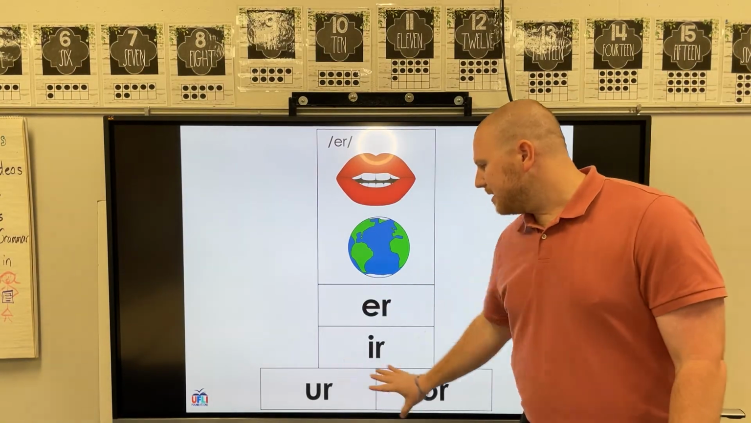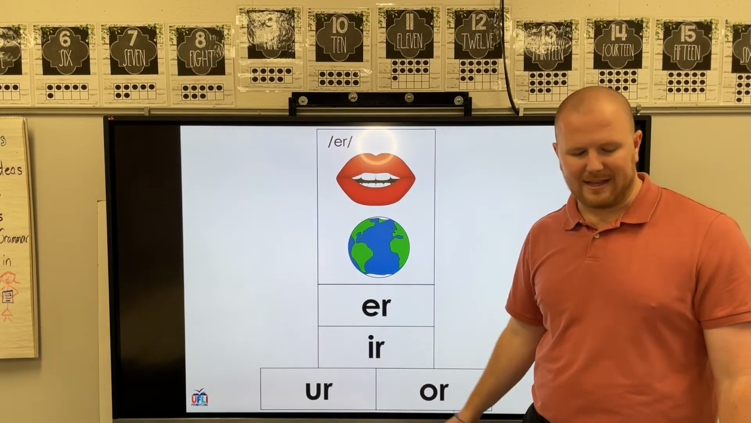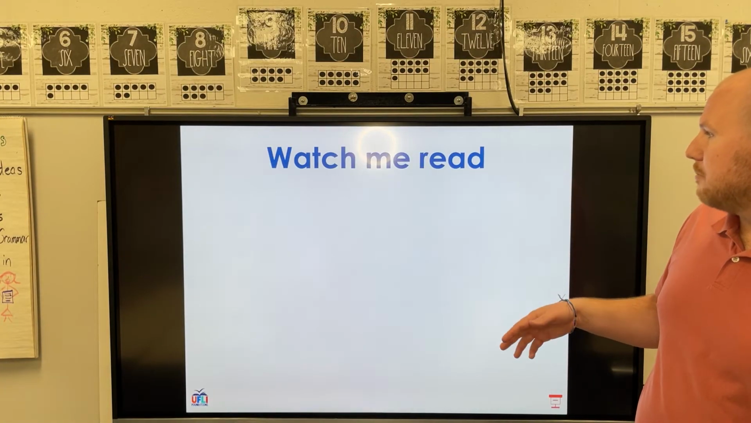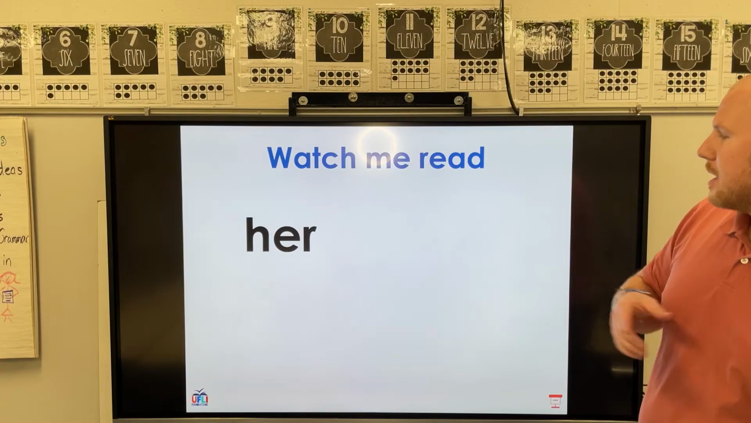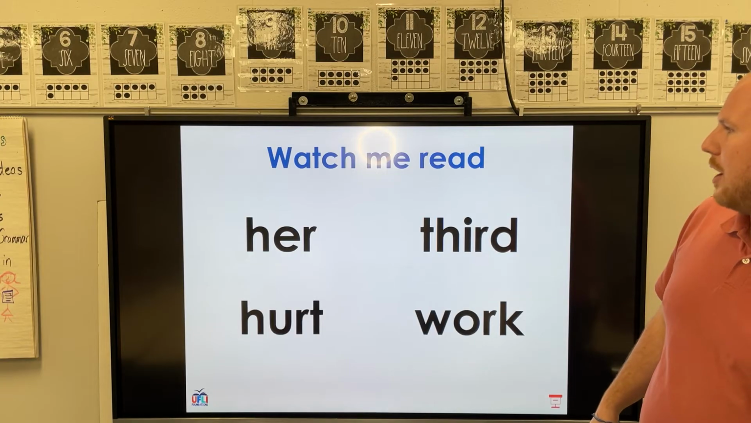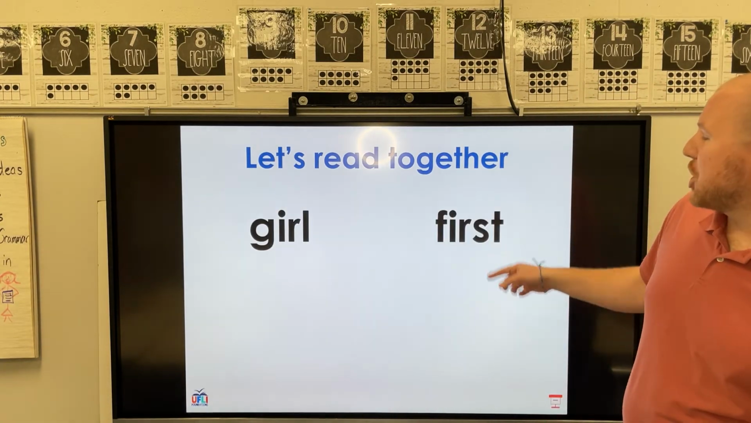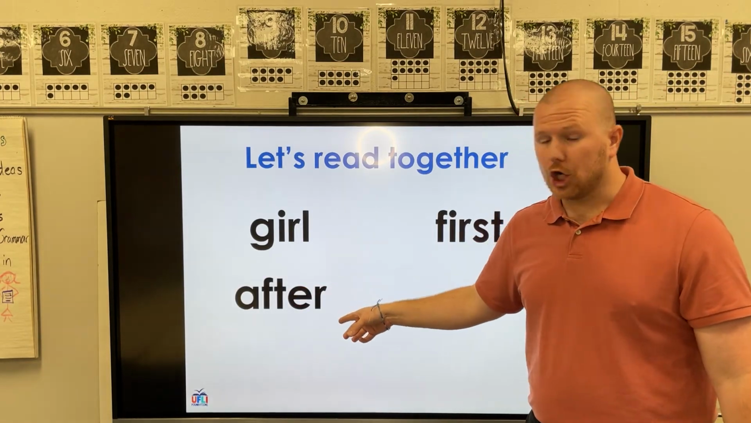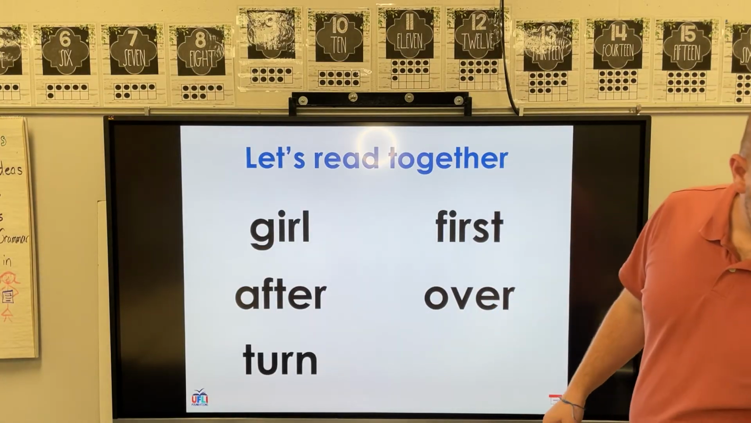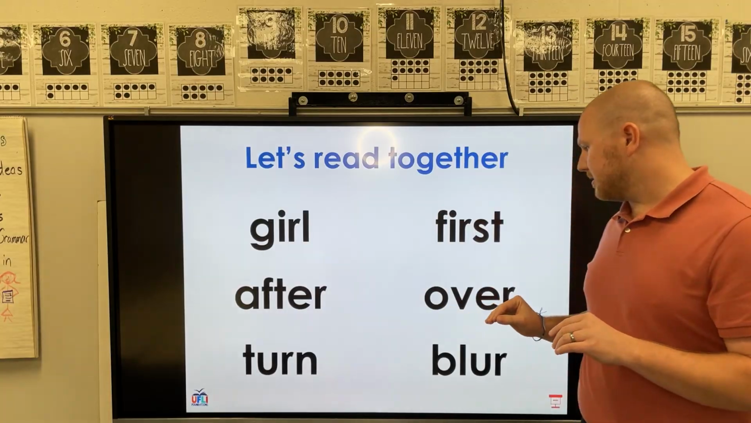But these spellings all say /er/. But you have to remember that this says /er/ when it has a W, otherwise it says or. So we're not going to write anything down. We'll do that tomorrow, but watch me read this. Her, third, hurt, and work. Now you guys read with me. Girl, first, after, over, turn, and blur.